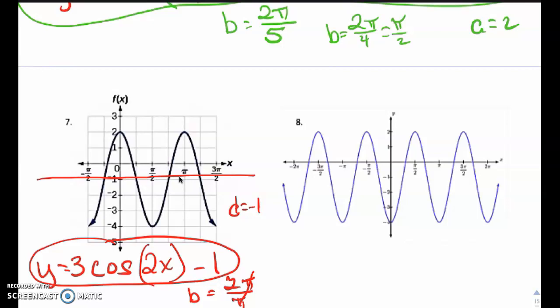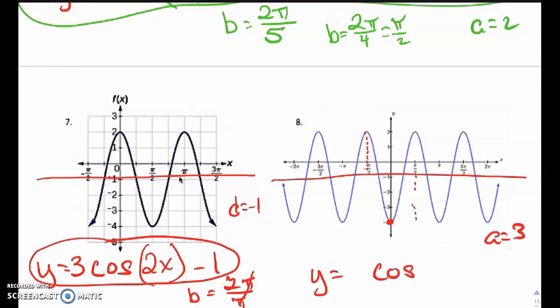Now last one, problem number 8. Figure out where that midline is. So looks about right here. And I can see that I am a distance of 3 on either side of that line. So the amplitude would have to be 3. Notice we're starting down below the midline. So therefore, I know this has to be a cosine graph. So it's going to be something times cosine of something.